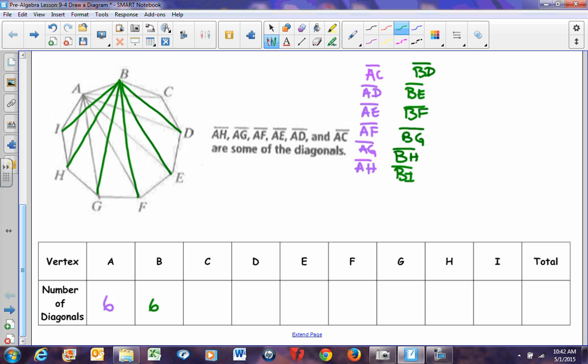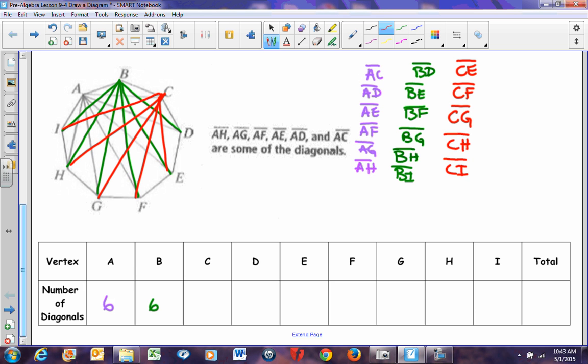Let's do the diagonals from C. These will probably be the last ones I draw in, and from then on I will talk about them, but probably not draw them in. I can't go from C to B because I've already done that. It's just not a diagonal. I can't go from C to D because that's not a diagonal either. I can go C to E, C to F, C to G, C to H, and C to I.